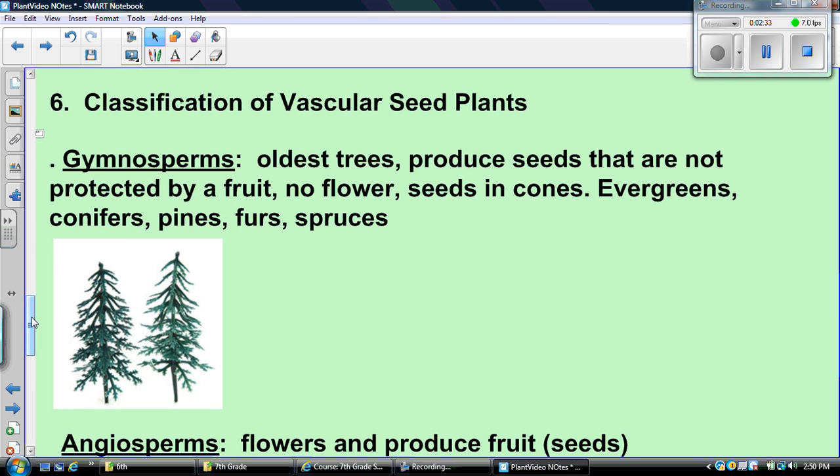Okay, so let's talk about how we classify vascular seed plants. Gymnosperms are the oldest trees. They've been around on Earth the longest. They produce seeds that are not protected by a fruit. They have no flower. The seeds are in the cones. These are the ones that we see all the time. They're your evergreens, your conifers, your pines, your firs, your spruces.